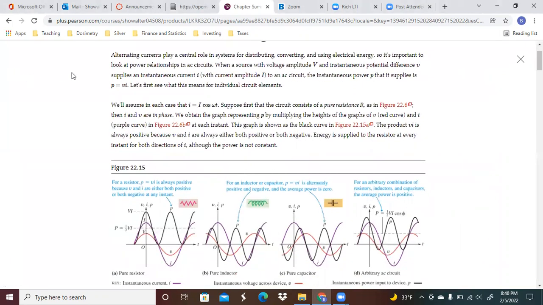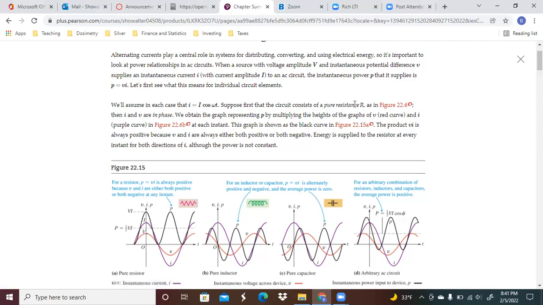All right, we have to look at AC circuits because they play a central role in distributing, converting, and using electrical energy. So we need to look at the power of those relationships. So when a source with voltage amplitude V and instantaneous potential difference little v supplies an instantaneous current with the capital I as a current amplitude to an AC circuit, the instantaneous power P that it supplies is going to be this, which you have seen in chapters before. Again, the instantaneous current is going to be this modeled with this particular relationship.